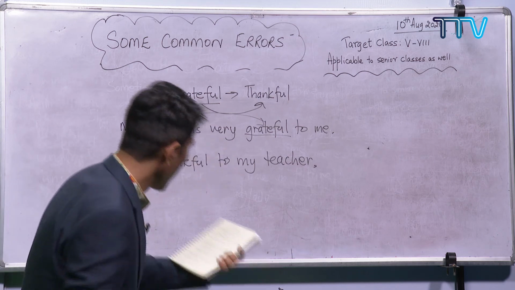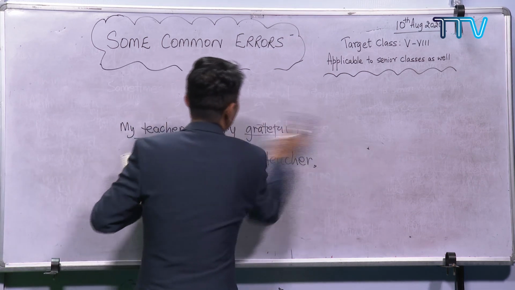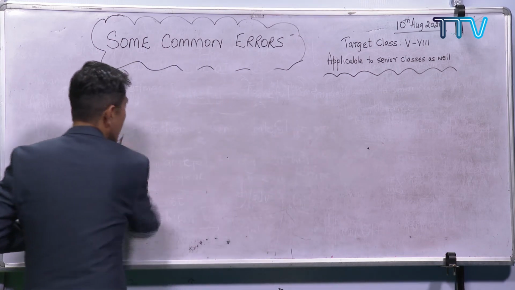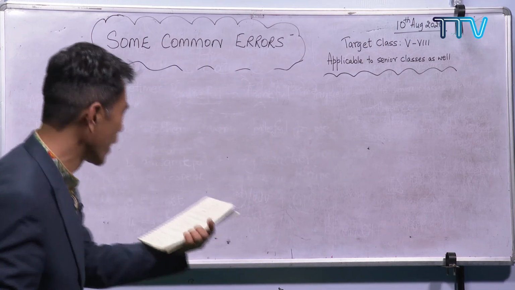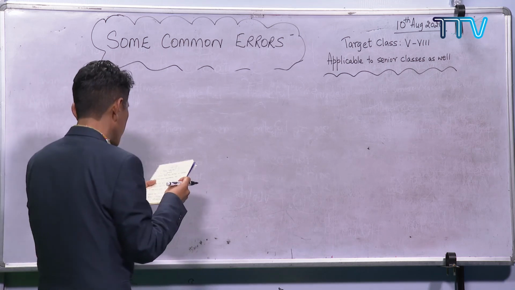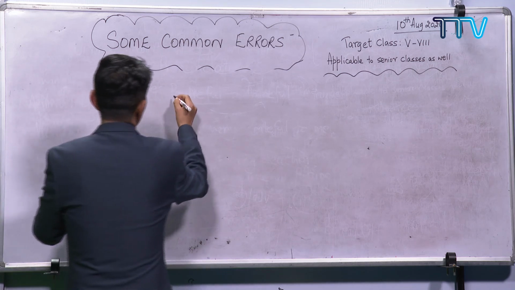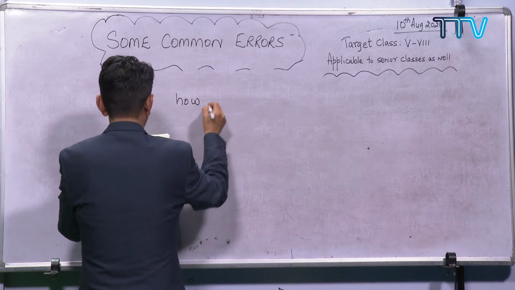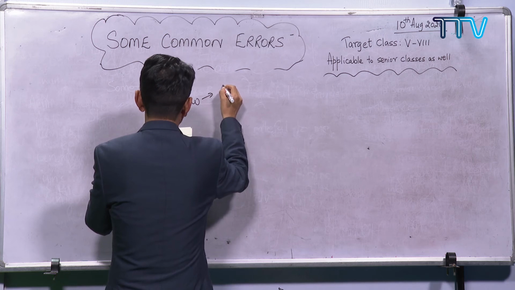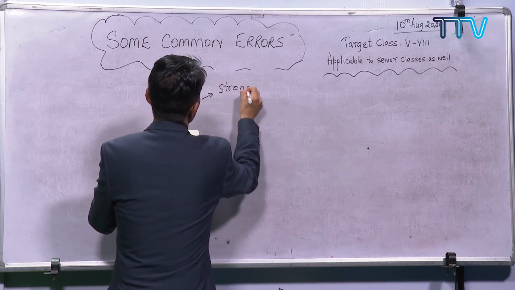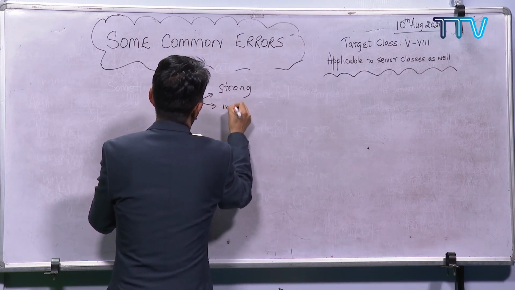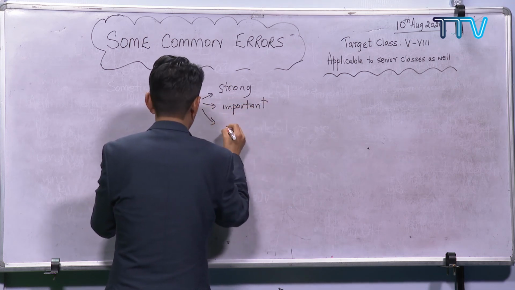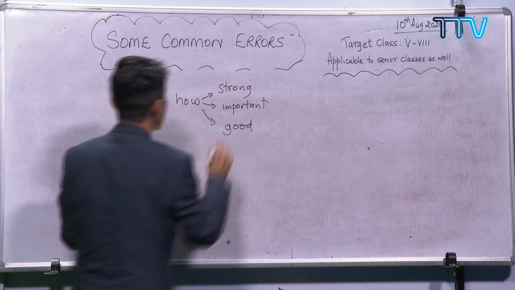Sometimes, okay, I'm going to take just one example and then I'm going to stop. Okay, yes. There are so many common errors. Okay, there are so many. You can also try to check. My student used to make a mistake regarding how. If I write the example, then you can easily understand. Strong, important. This one will be the last one.